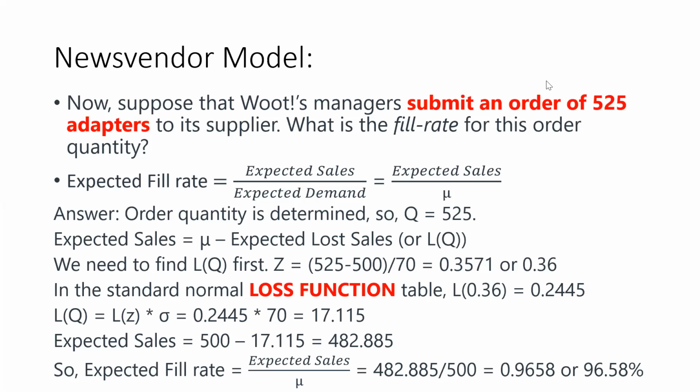Okay, let me see what happened in the chat. We will talk about that later, so don't worry about it. The question is when to use the loss function, when to use the standard normal function or the Poisson function. If you see L of Q, L of Z, you use the loss function table. You have the Z value, you need L of Z, L of Q, and this time you go to the loss function table. We will talk about it. Don't worry about it.